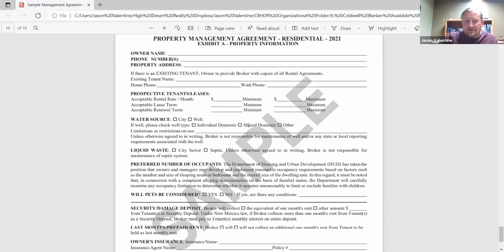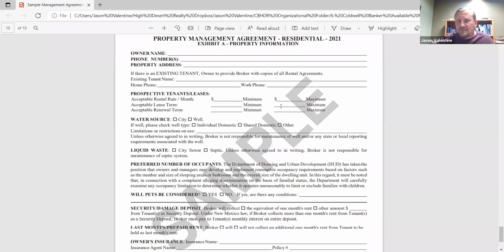Now, what we've got back here is what's called the scope of authority. Okay. And what this is basically saying is under what pretenses can we rent your property out. So for example, the leases down here, prospective tenant leases, this gives us a minimum dollar amount and a maximum dollar amount that we can rent your property out. So let's say, for example, you gave us between $1,000 and $1,200 as the minimum and maximum amounts we can rent your property out for. We cannot, without your permission, rent it for less than $1,000 or for over $1,200.